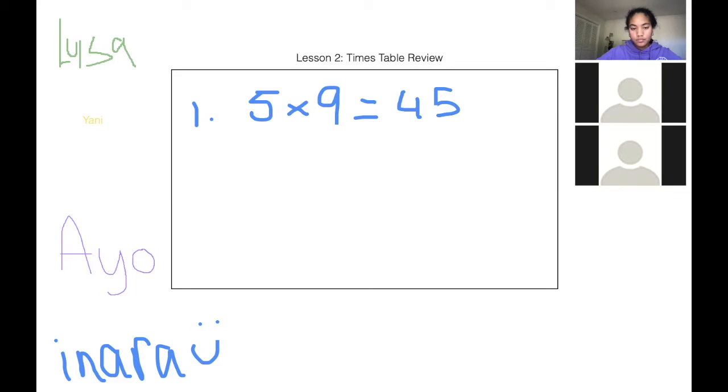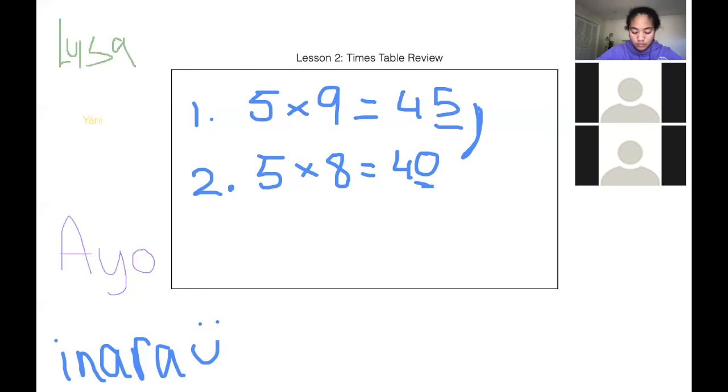So, and we know that that's correct because it ends in a 5. Let's do one more practice problem. Let's do 5 times 8. I'll give you guys some time to do that. 5 times 8 is 40. And we know that's correct because it ends in a 0. So always remember that whenever you're multiplying by 5, it always ends in a 5 or a 0.